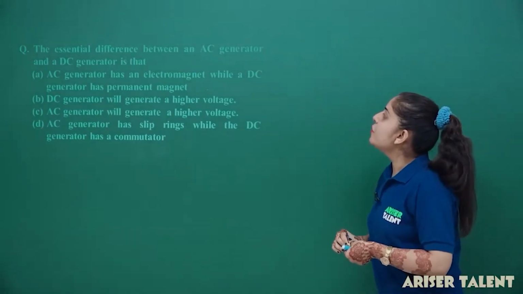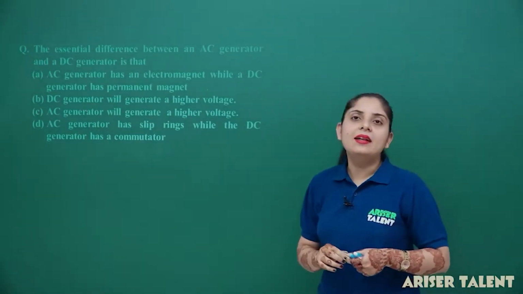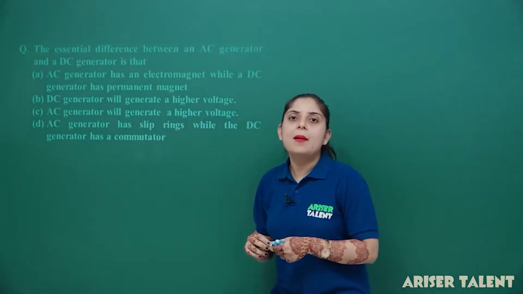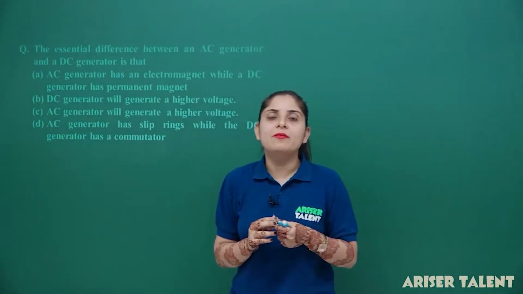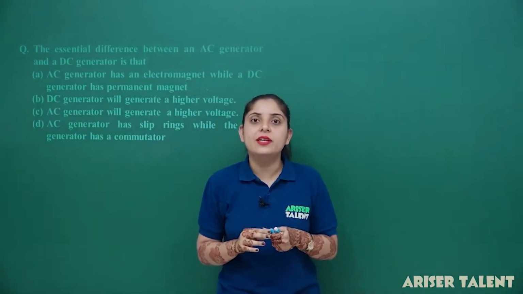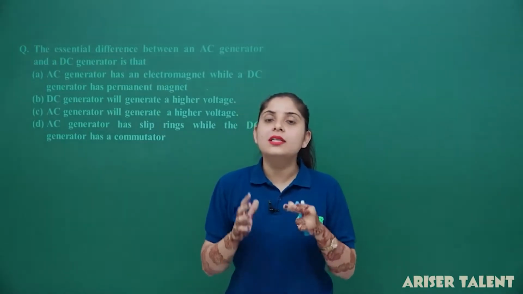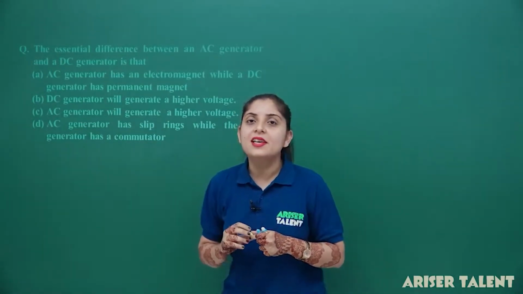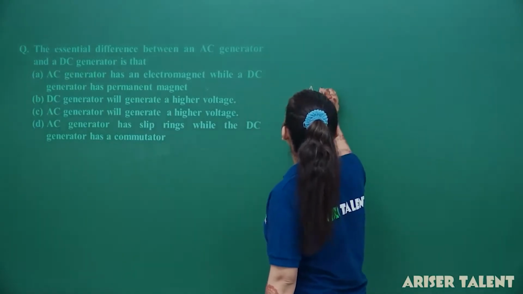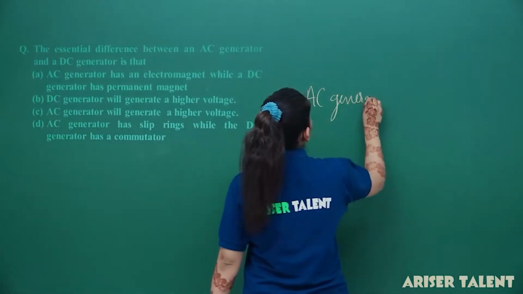The essential difference between AC and DC generator is. So in this chapter, we have seen two important devices, that is about the AC and DC generator. We have also gone through the construction and working of both the devices. So what actually is the difference between AC and DC?